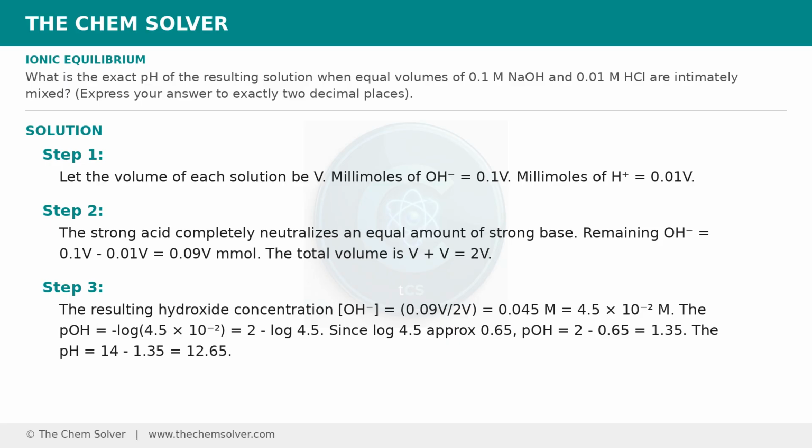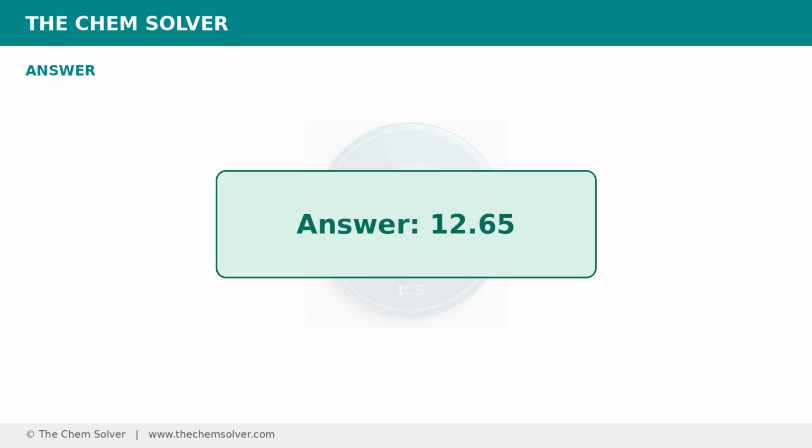The pOH = −log(4.5 × 10⁻²) = 2 − log 4.5. Since log 4.5 ≈ 0.65, pOH = 2 − 0.65 = 1.35. The pH = 14 − 1.35 = 12.65. The answer is 12.65.